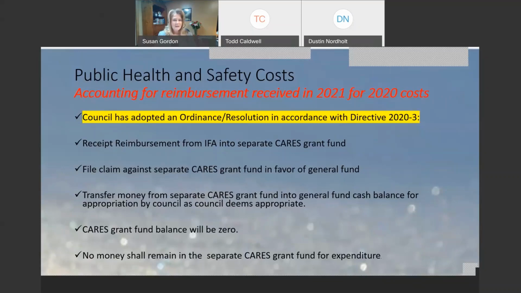So we'll go through the situation where the council has adopted an ordinance first. You're going to receipt that money into the CARES grant fund, and then you'll file a claim against the CARES grant fund in favor of the general fund. And then you'll transfer money from the separate CARES grant fund into the general fund cash balance, and then council can appropriate that whenever they deem that to be necessary, but it can't be spent without appropriation. The CARES grant fund balance will then be zero, and there'll be no money remaining in that fund for expenditure. Really, nothing changed with that, whether it was received in 2021 for 2020 cost, because of that ordinance.